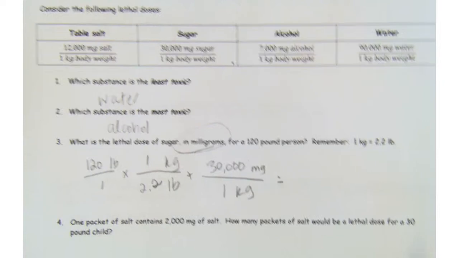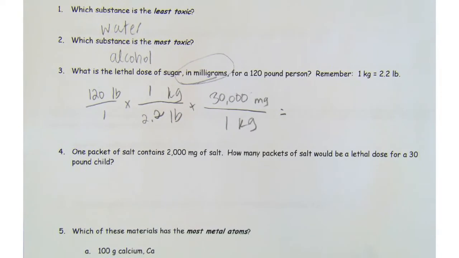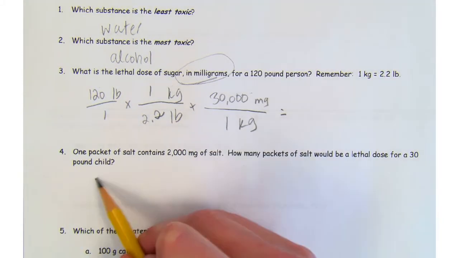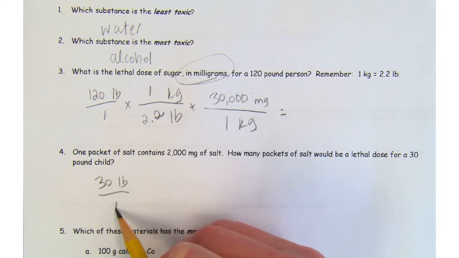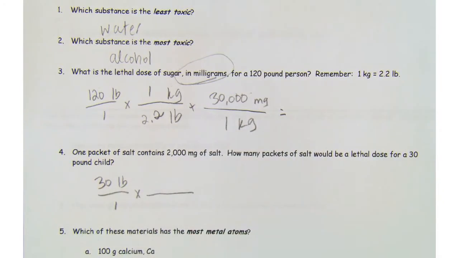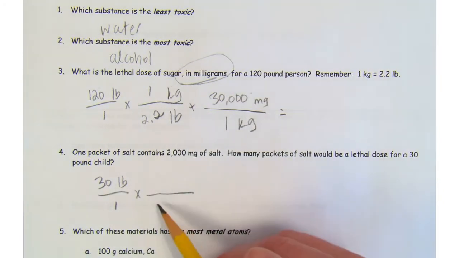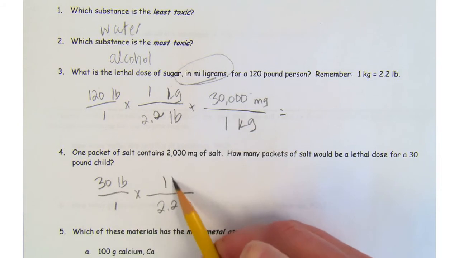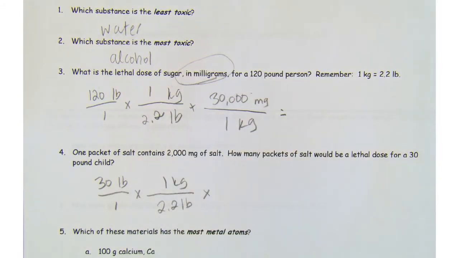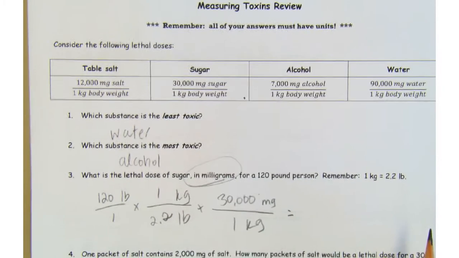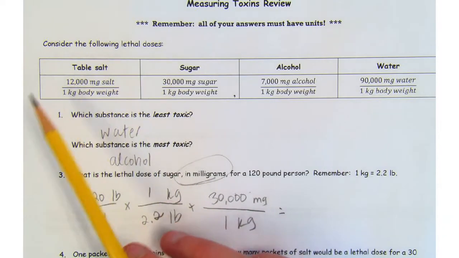The next question is very, very similar. There's one thing you need to add on to the end. So you still start with the person's weight and put it over 1. Only one place you can go from pounds. Only one other place you can go from kilograms. You're not going to use this 2,000 yet. You'll use that 2,000 later. Where you need to look is the lethal dose. So we're talking about salt.